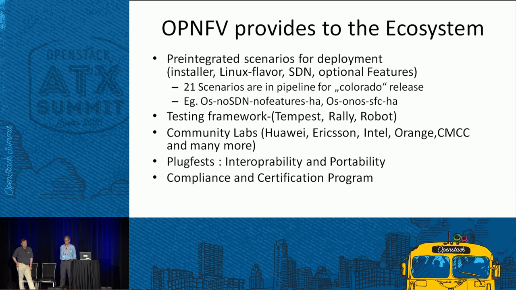Or as another example, combine OpenStack with Honors as SDN controller, install service function chaining features and the HA. So all these combinations lead to different things there. Then the testing framework. Our testing framework is based on the functions provided by OpenStack there, but we enhance those: Tempest and Rally and Robot.